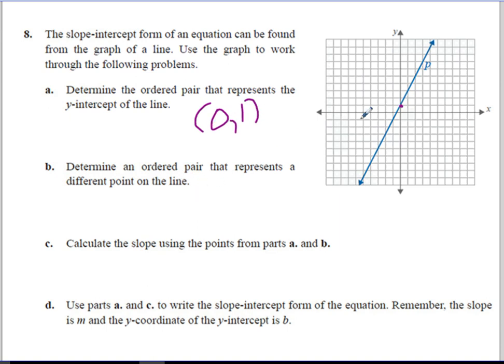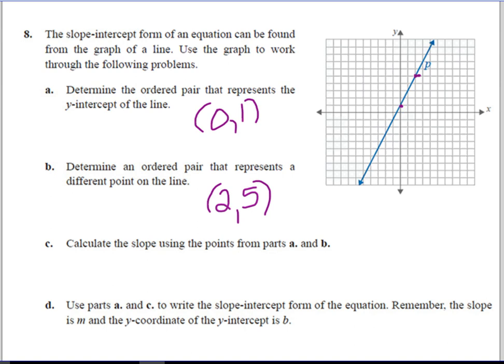Determine an ordered pair that represents a different point on the line. Let's come up here. Here's a point. And so to get there, we need to go 2 spaces over and 5 spaces up. And so again, when you are given a graph, I mean, we can do our 5 minus 1 to get 4, 2 minus 0 to get 2, and 4 divided by 2 is 2. Or we can look on this graph and count.